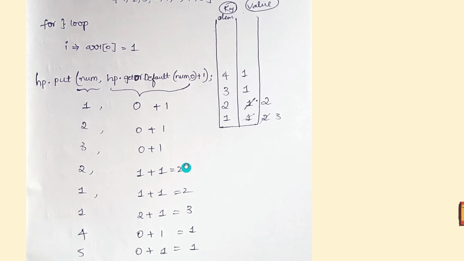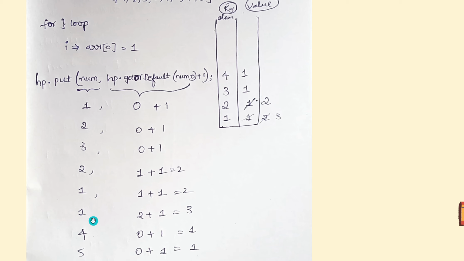2 is present, so the main thing occurs here. Since 2 is present, hp dot get or default 1 will retrieve its frequency count. The present frequency count of 2 is 1, so 1 plus 1 gives 2, and you put that. You are not putting 2 again, you are just incrementing its count to 2.